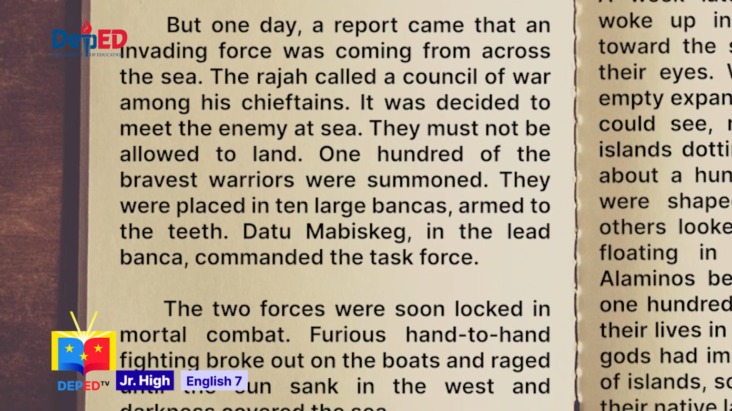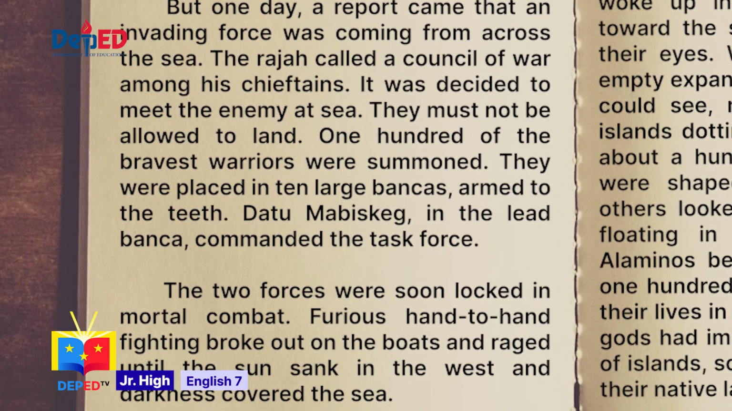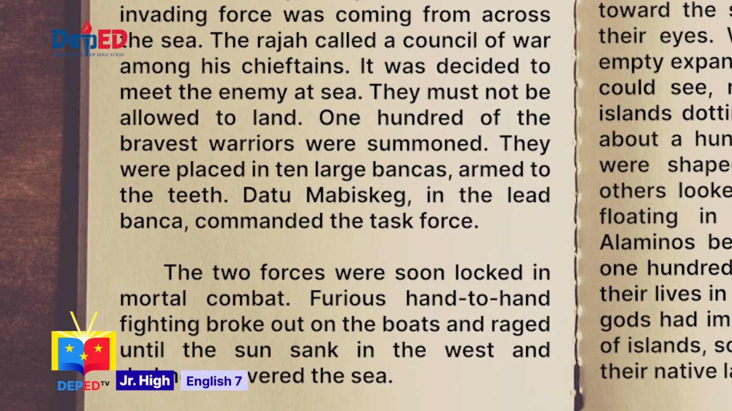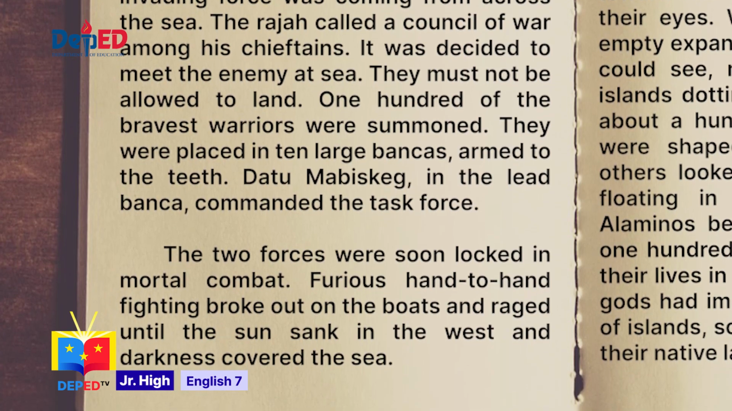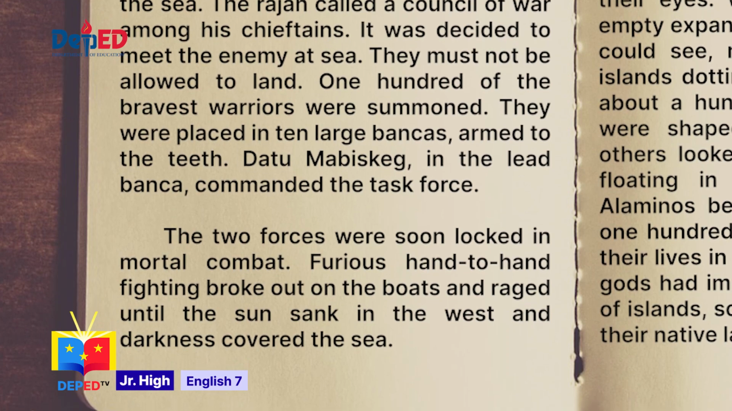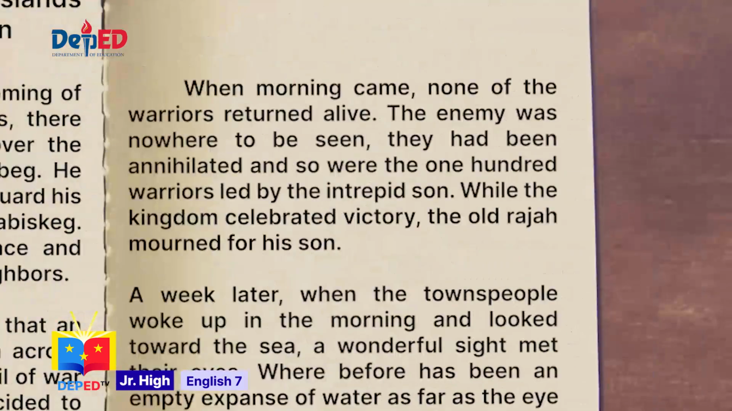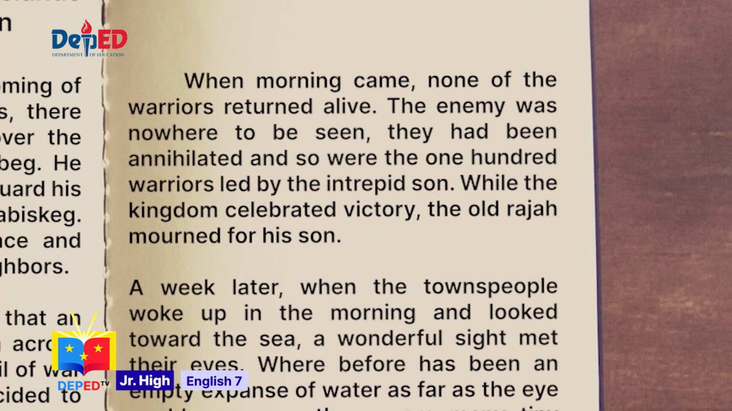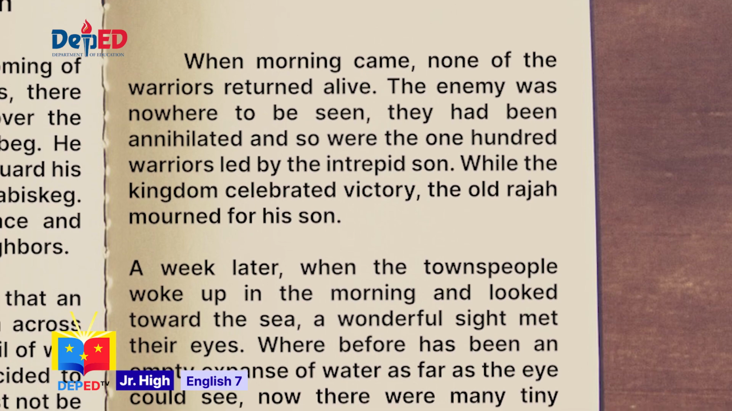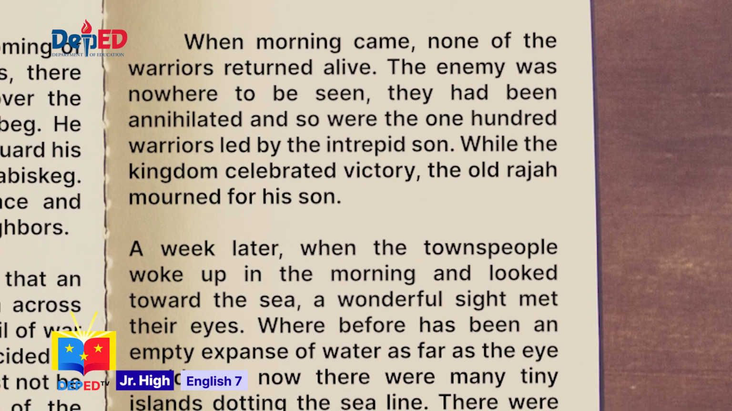The two forces were soon locked in mortal combat. Furious hand-to-hand fighting broke out on the boats and raged until the sun sank in the west and darkness covered the sea. When morning came, none of the warriors returned alive. The enemy was nowhere to be seen. They had been annihilated, and so were the 100 warriors led by the intrepid son. While the kingdom celebrated victory, the old Raja mourned for his son.